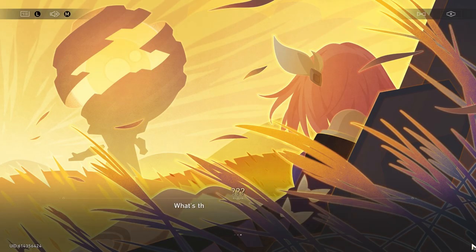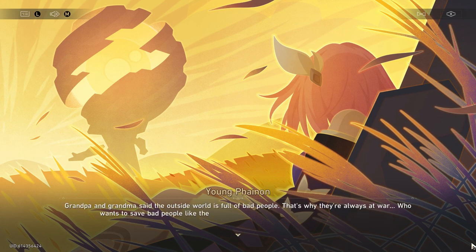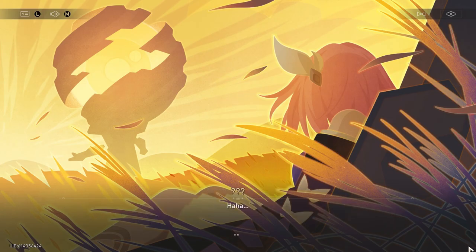But... What's the matter? This is a good card. But I don't want to be everyone's hero. I just want to stay in this village with everyone I know. Grandpa and Grandma said the outside world is full of bad people. That's why they're always at war. Who wants to save bad people like them? I can be a hero, but only our village's little hero.